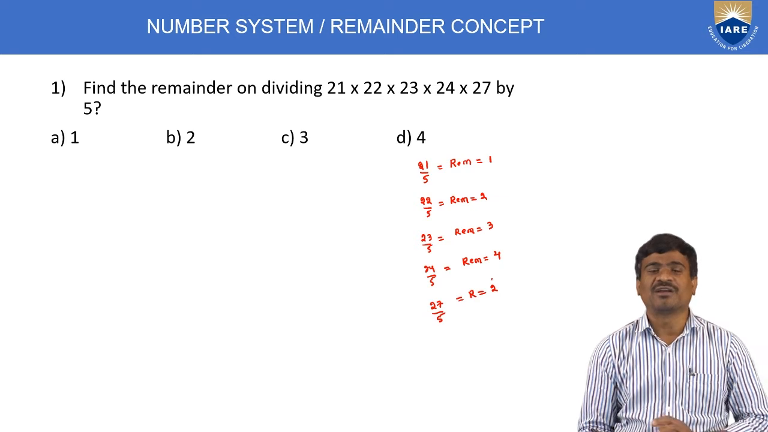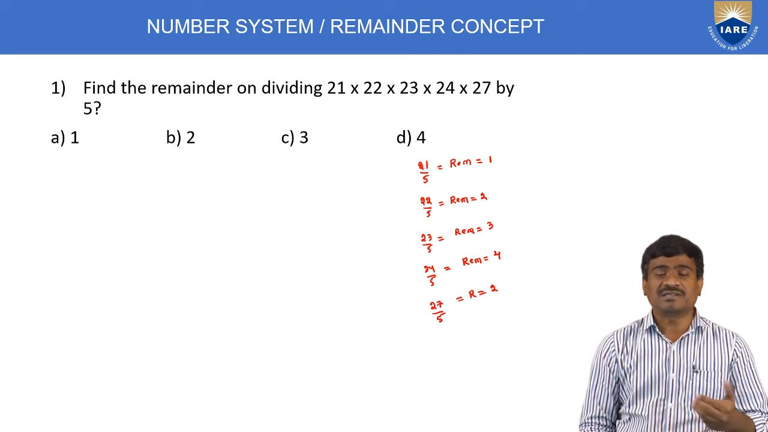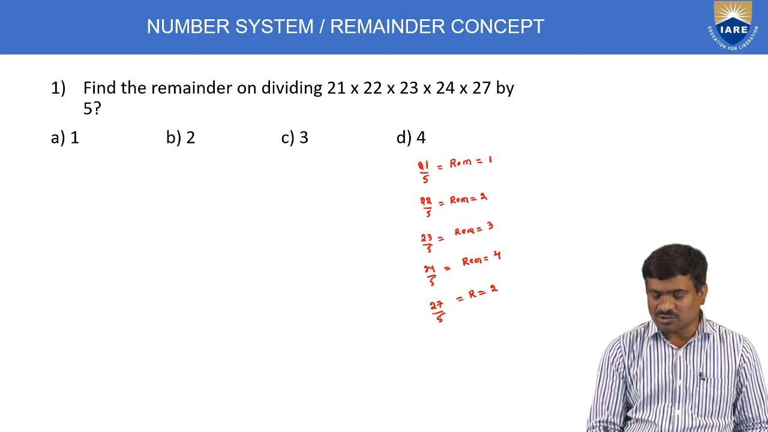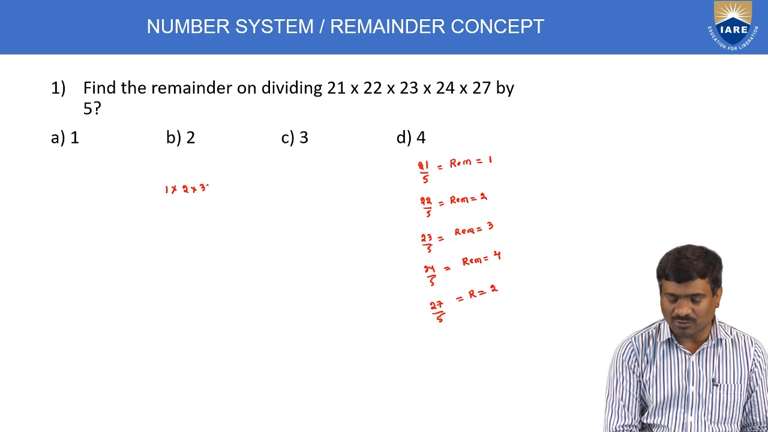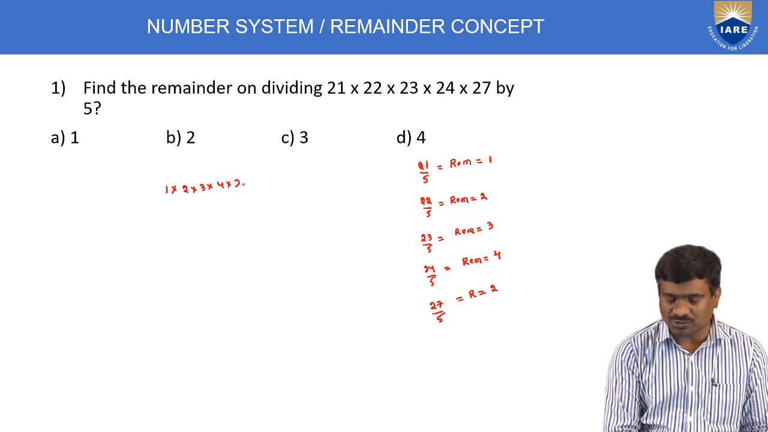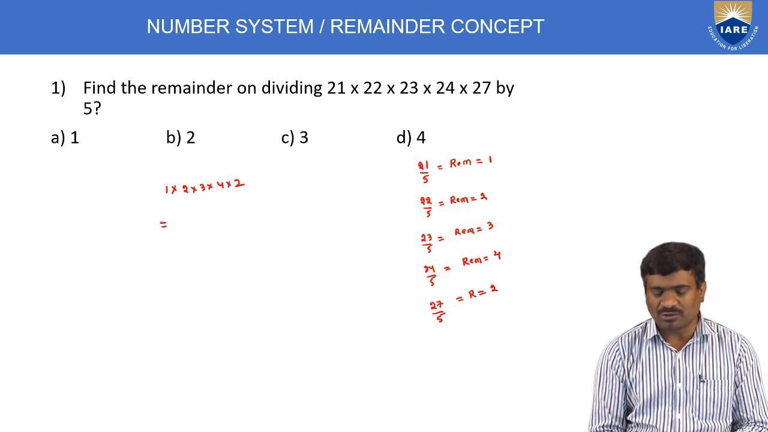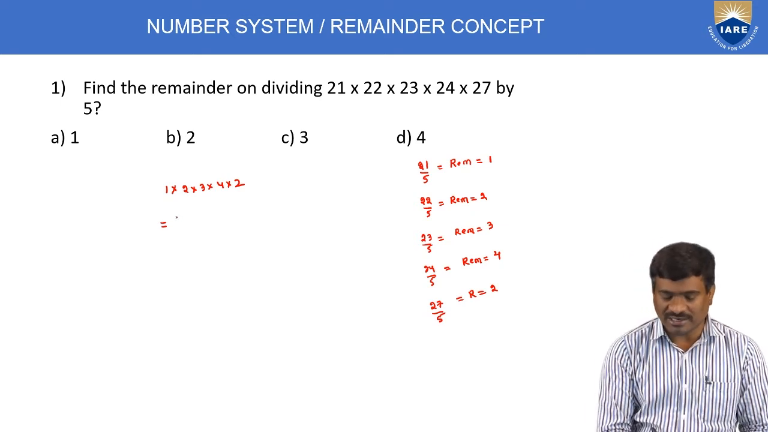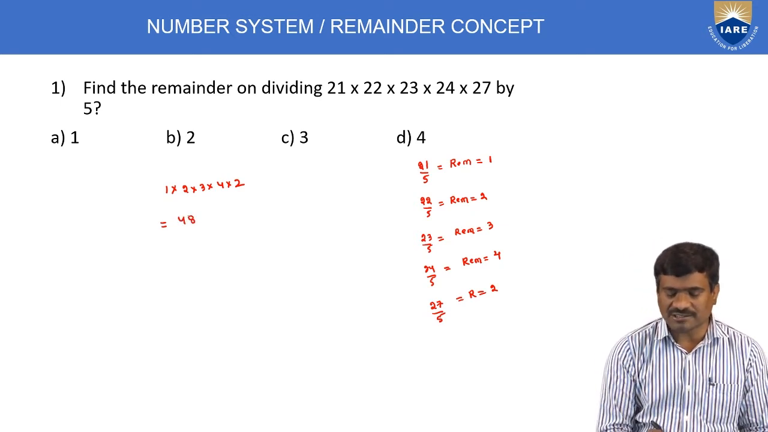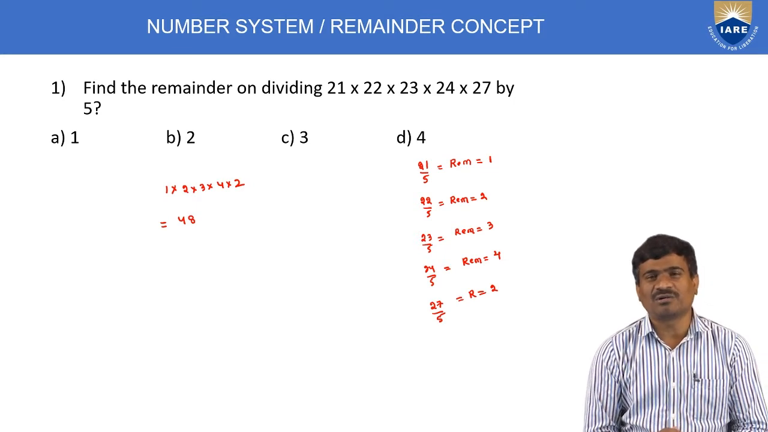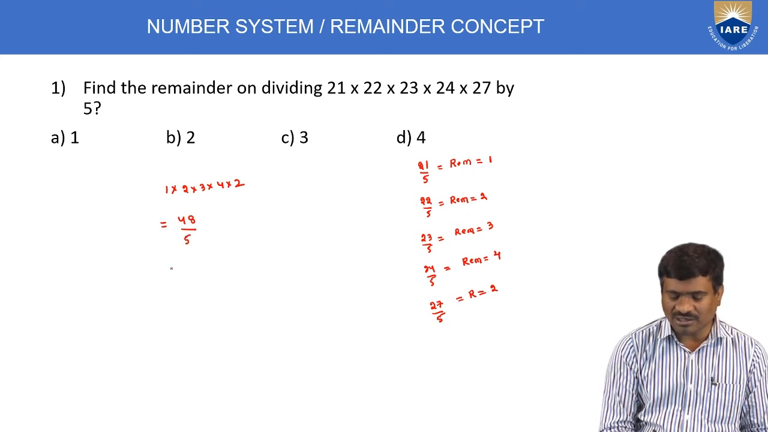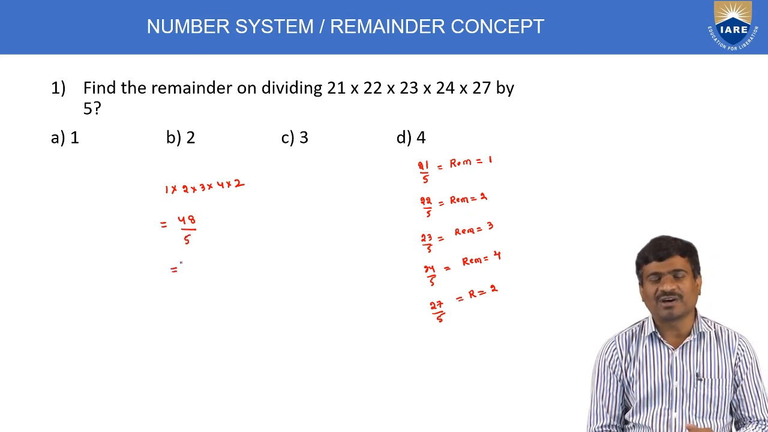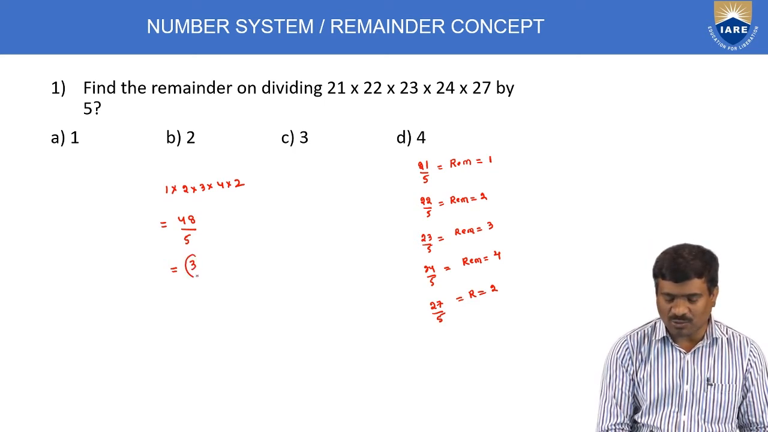27 divided by 5: 5 into 5, 25, remaining means remainder only 2. Next apply the operator multiplication: 1 into 2 into 3 into 4 into 2. Next 2 into 3 into 4 into 2, this product is 48. We know that the remainder is always less than the divisor. Again divide by 5: 48 divided by 5, 5 into 8, remainder 3. So option C is the correct answer.